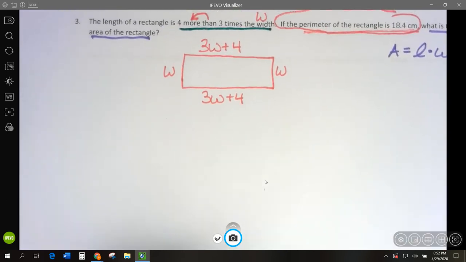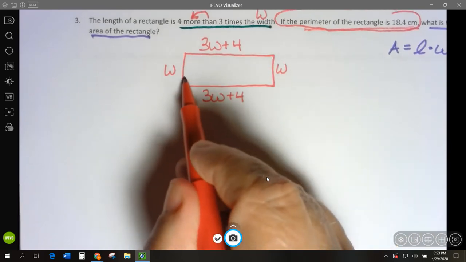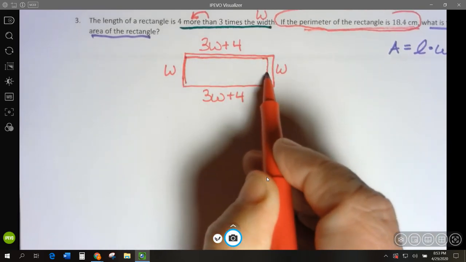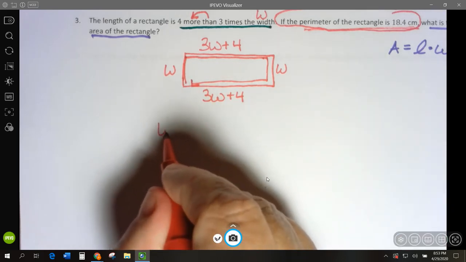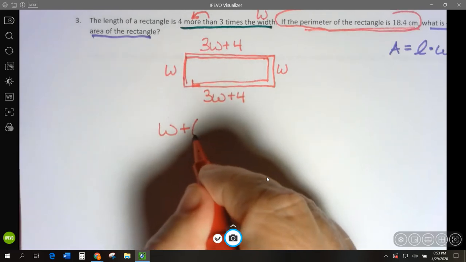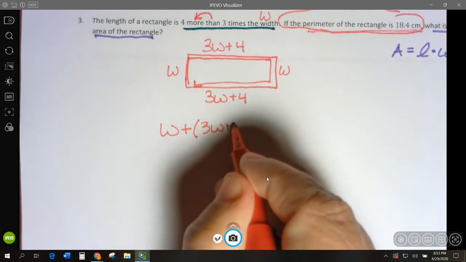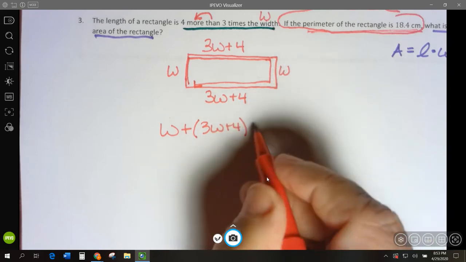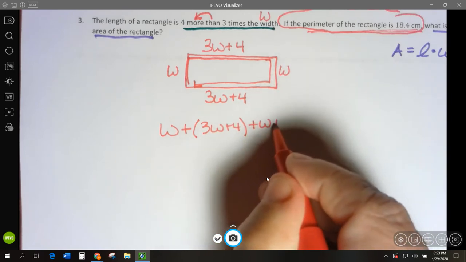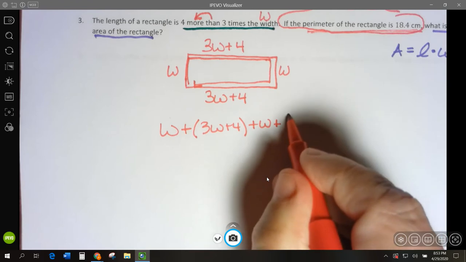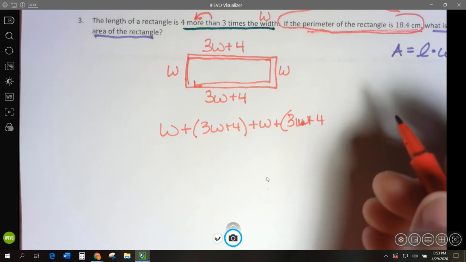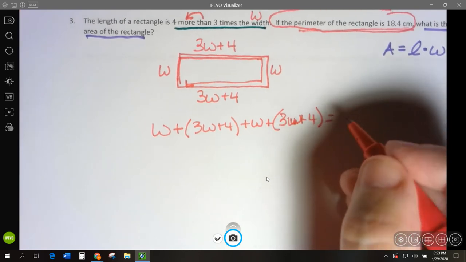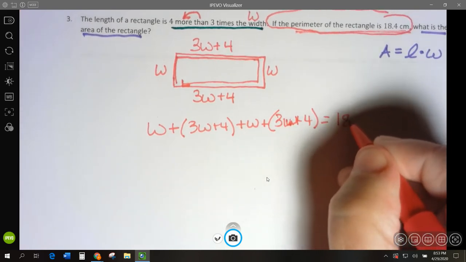How do I get perimeter? Remember, perimeter is when we add up the sides. It's like if we run around the whole thing, we get our perimeter, right? So perimeter would be W plus 3W plus 4, then plus W, then plus 3W plus 4. That's going to be 18.4 centimeters.